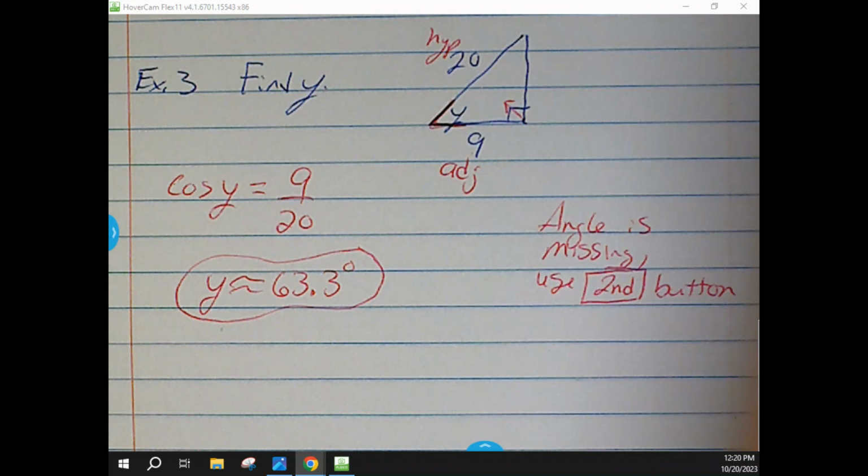Now, one thing that you probably everybody remembers. Some of these questions may not even give you an angle. They may ask you to do something like this. We're again still finding one of the missing values here.